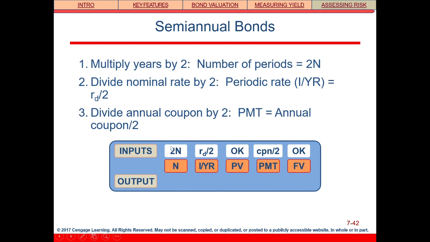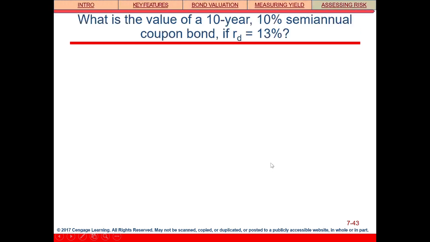For n, you multiply by 2. For the interest rate and the payment, you have to divide by 2. Okay, and then the next part is the example question. What is the value of a 10-year, 10% semi-annual coupon bond if the market interest rate is 13%?